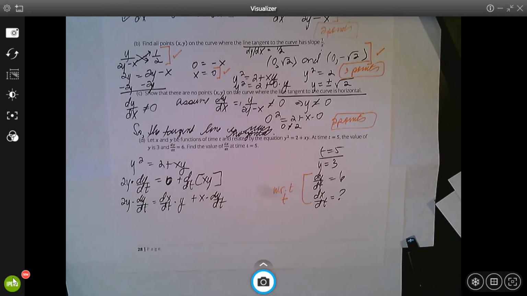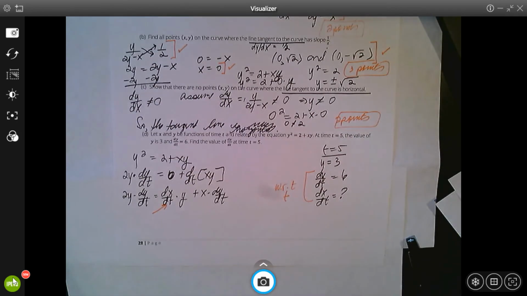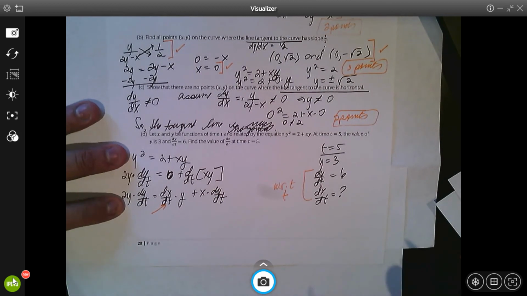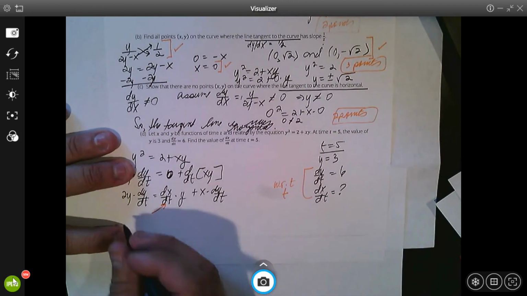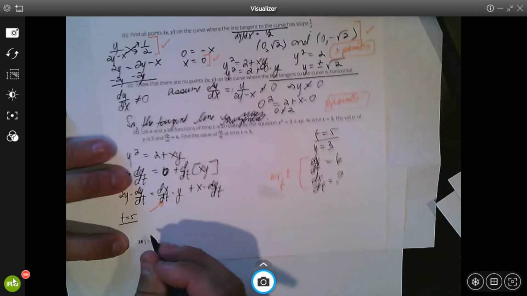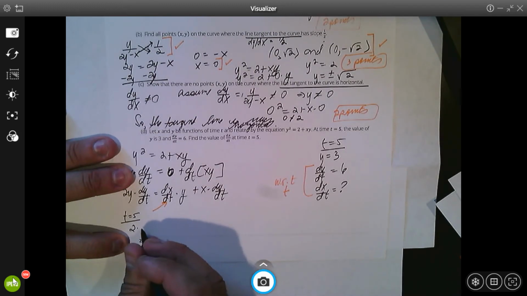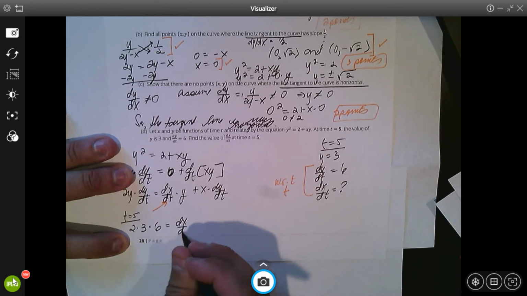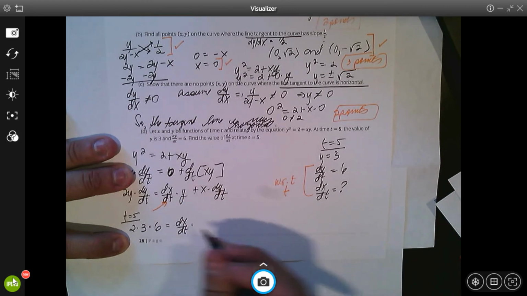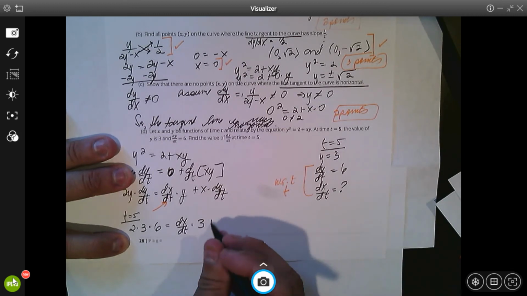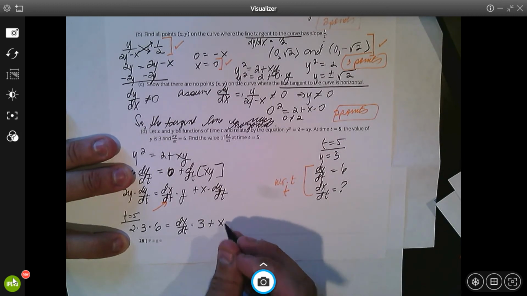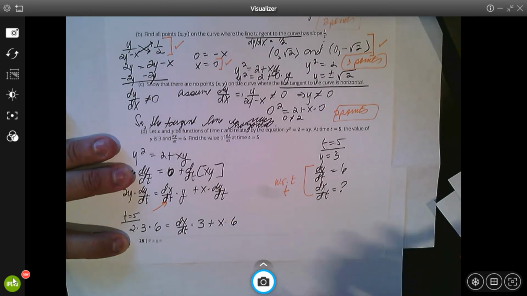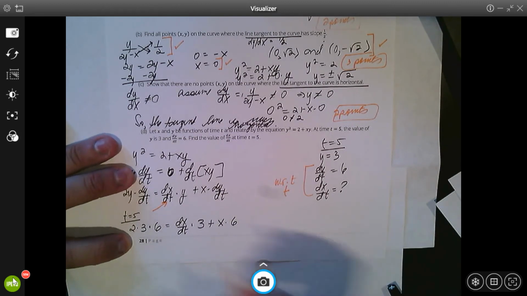What I want is dx dt. I want this guy here at t equals 5. Okay, well, what do we know? We know at time t equals 5, we know that y is 3, so I have 2 times 3 times dy dt, which is 6, is equal to dx dt, that's the part I don't know, times y, which is 3, plus x, oh, I don't know x, times dy dt, which is 6. What I want is dx dt.